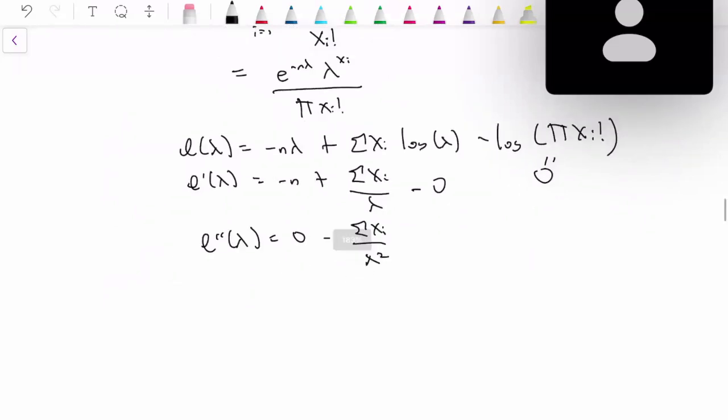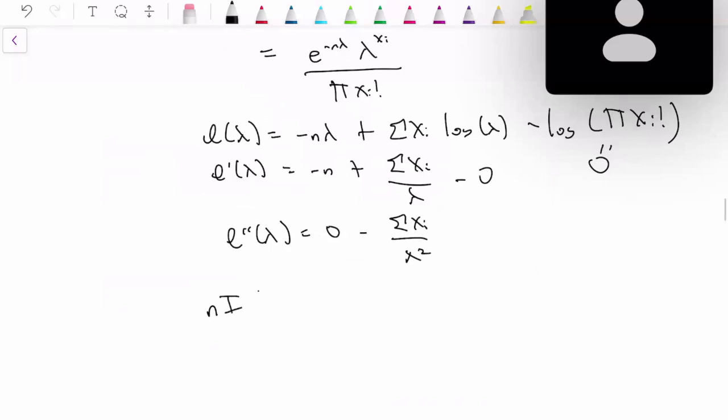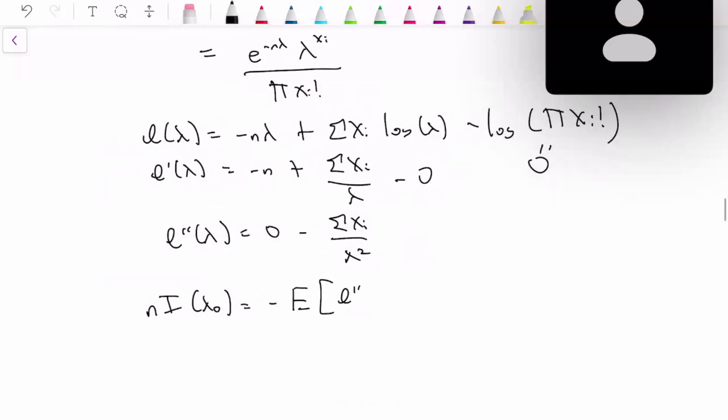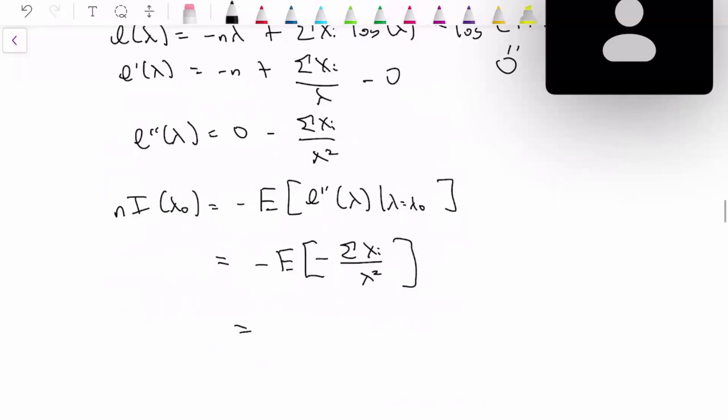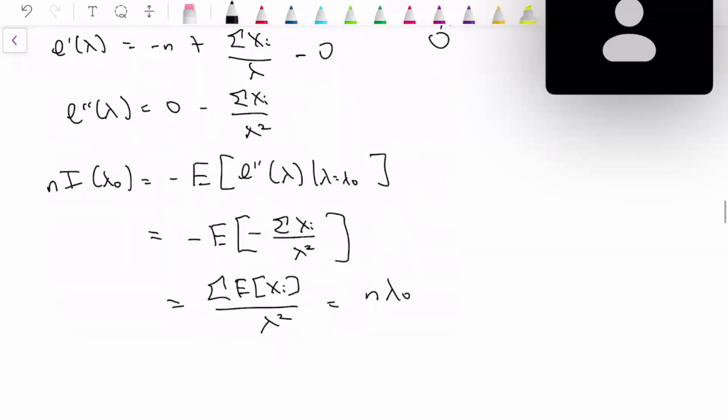So now to get the Fisher information, we need to take the negative expectation of the second derivative of the log likelihood at lambda equal to lambda naught. So this will be negative expectation of negative sum of xi over lambda squared. And the negatives will cancel. You'll get the sum of the expectation of xi over lambda squared. And this will be n lambda naught over lambda naught squared. So this will be n over lambda naught.